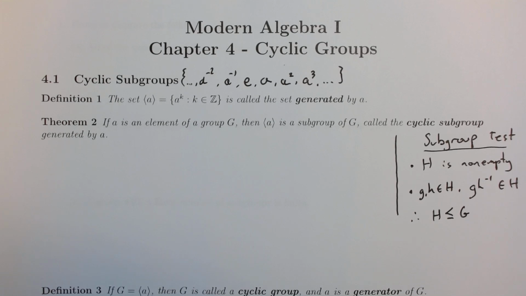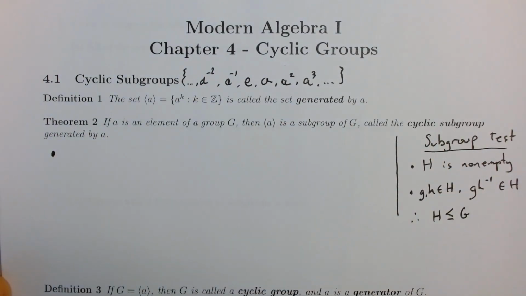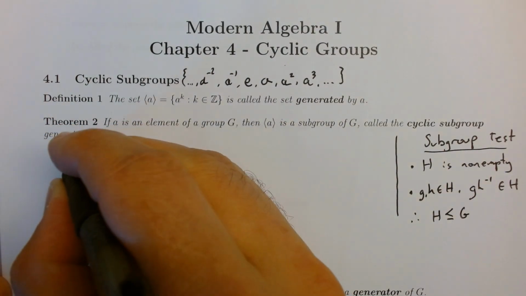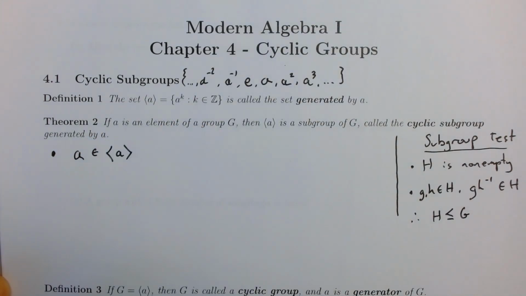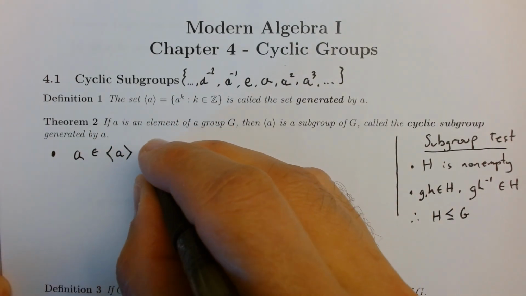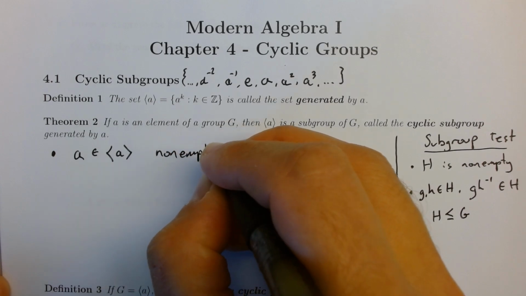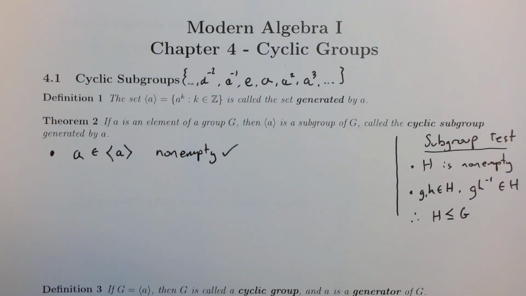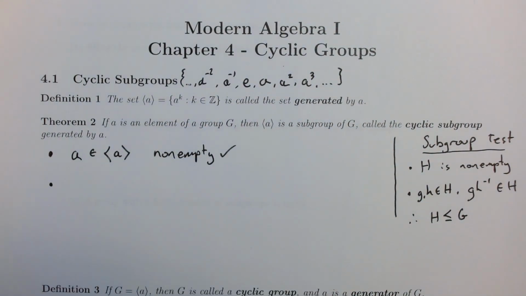Okay, so let's try this test here. For the first part, of course, it's not empty because it contains a. So since a is in the set generated by a, it is not empty. Of course, it has other things too, like the identity, but a could be the identity, so we can't say that there's more than one thing in it just yet. Okay, now the main part of the test.